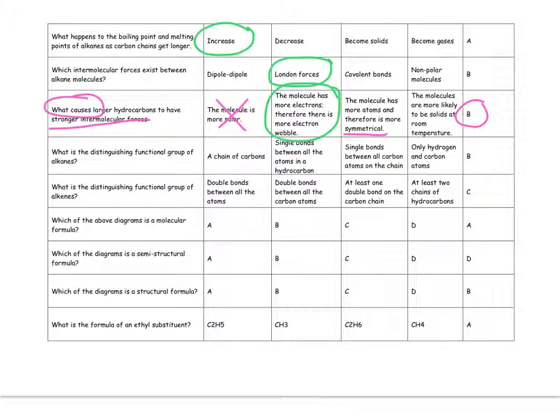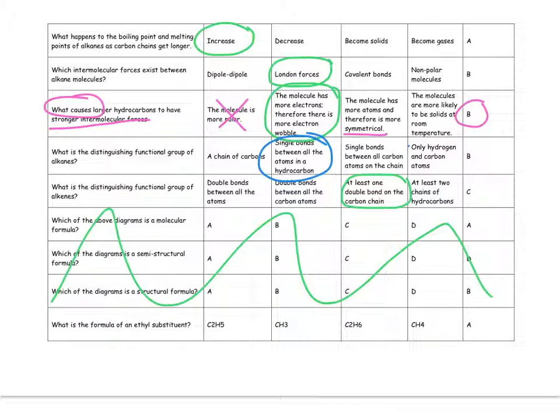What is the distinguishing functional group of an alkane? It's when you've got single bonds between all the carbons and all the hydrogens on the carbon chain. What's the distinguishing feature of an alkene? We've got at least one double bond on the carbon chain. And then we've got those diagrams that were there a short while ago, which were exactly the same in both of the quizzes, so we're not going to worry about that too much.